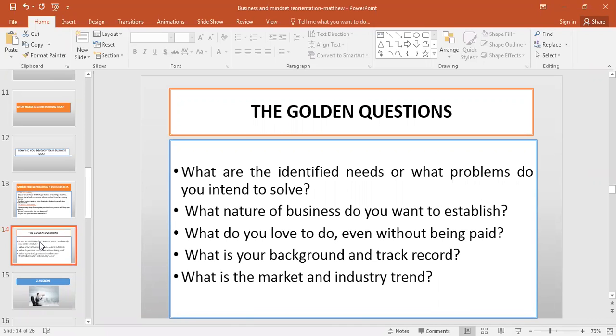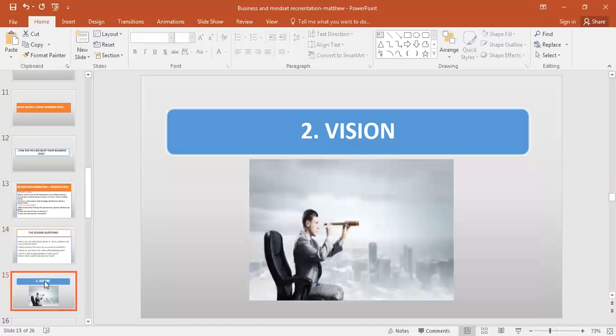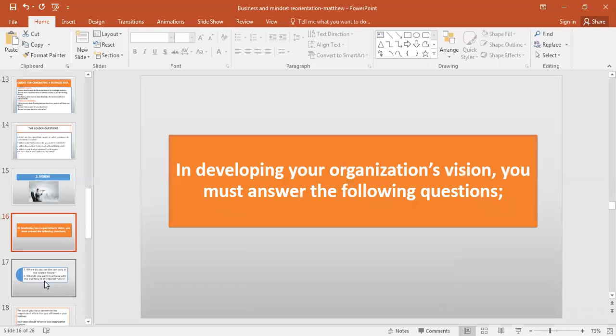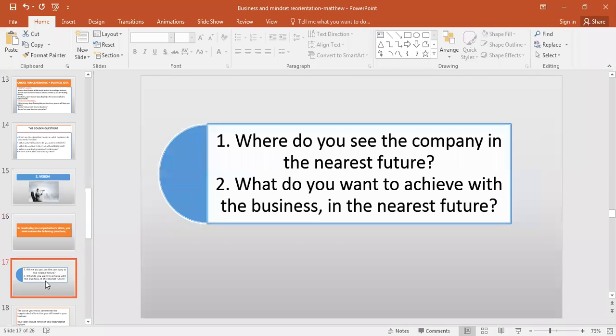Before you start a business, first of all, generate a business idea that you are passionate about. Then the next is vision. Vision is key. After generating a business idea that you are passionate about, you need to develop a vision. And what does vision answer? Vision answers where you are heading to.